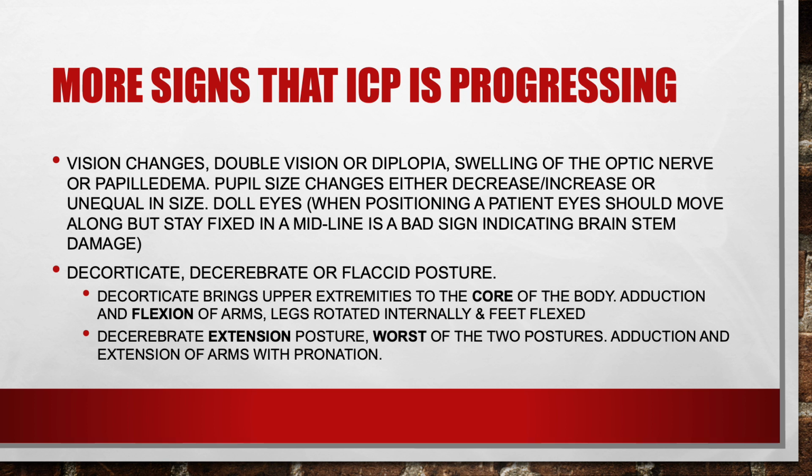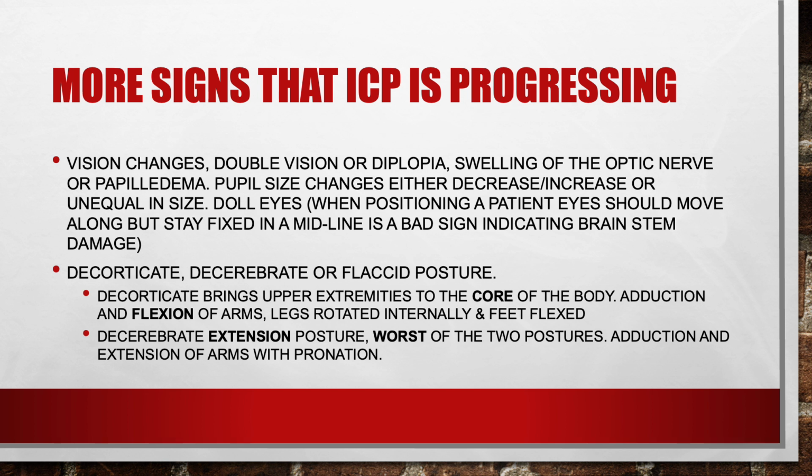More signs that ICP is progressing. You're going to see vision changes. They might show that diplopia, which is a double vision. They could have swelling of the optic nerve or that papilledema. There could be differences in pupil sizes, or it can be decreased or increased. Doll eyes is kind of a bad sign. Normally when you turn somebody, their eyes will go in the opposite direction. However, if they don't move along and they're kind of staying fixed in a midline, that's an indication that the brainstem has some damage. And then you have the decorticate and the decerebrate positionings.